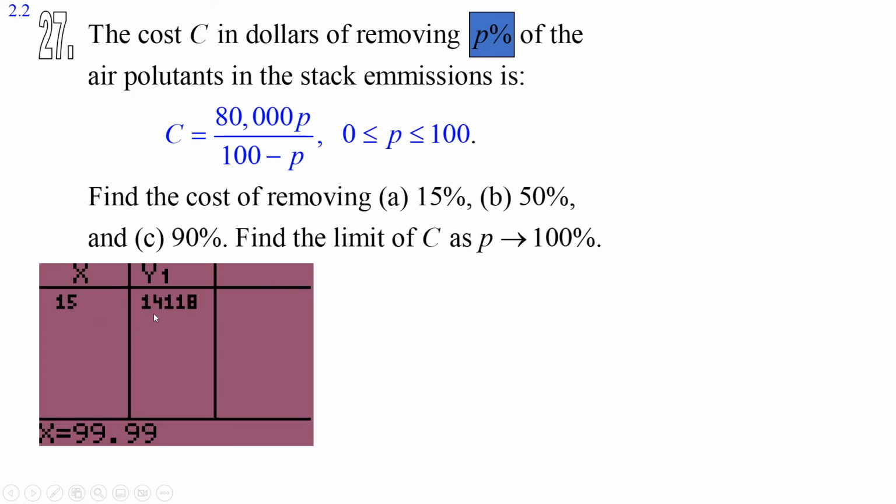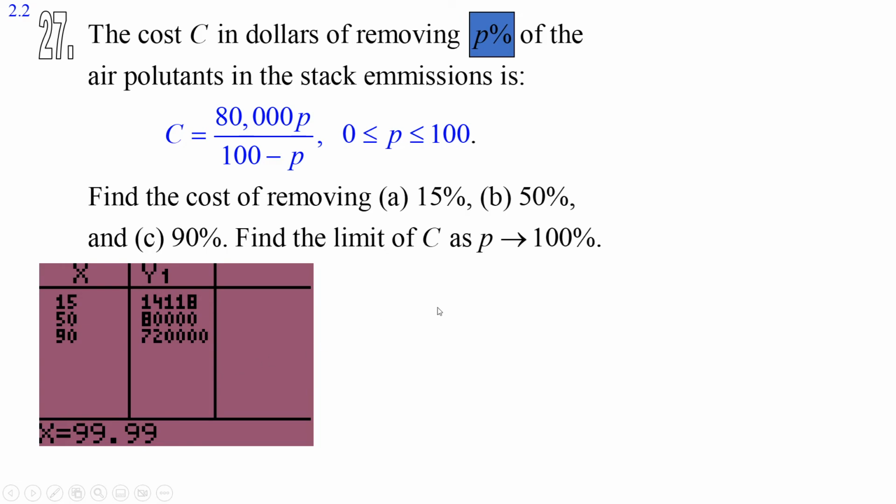And I get $14,118. At 50%, I get $80,000. This is getting expensive. Ooh, 90%. I wonder what that's going to be. That is going to be $720,000. Now, does it look to you like we're going to approach anything?